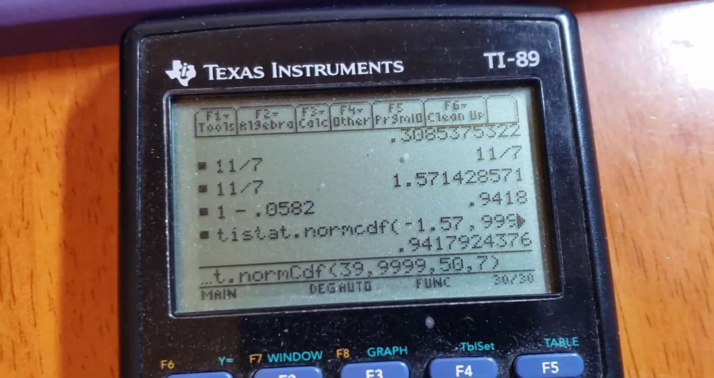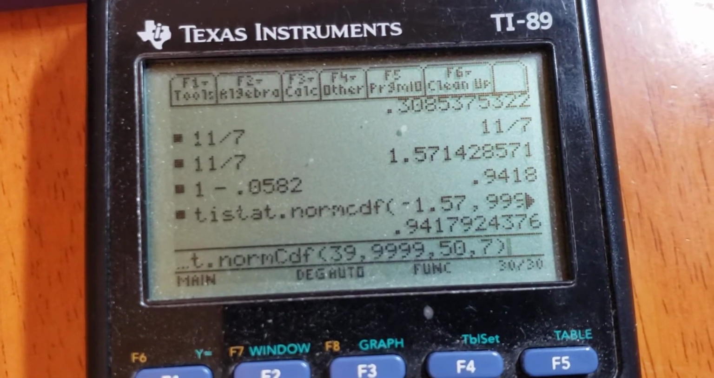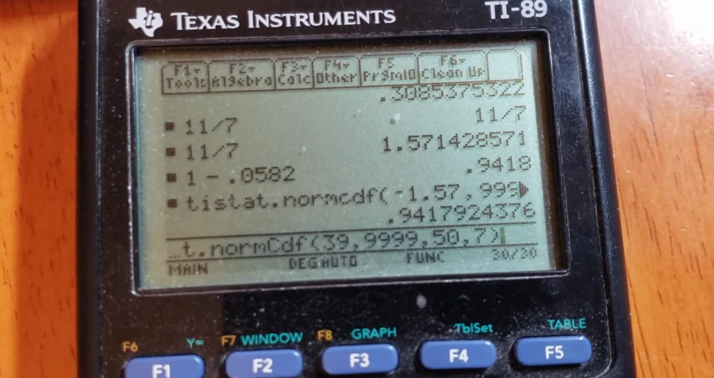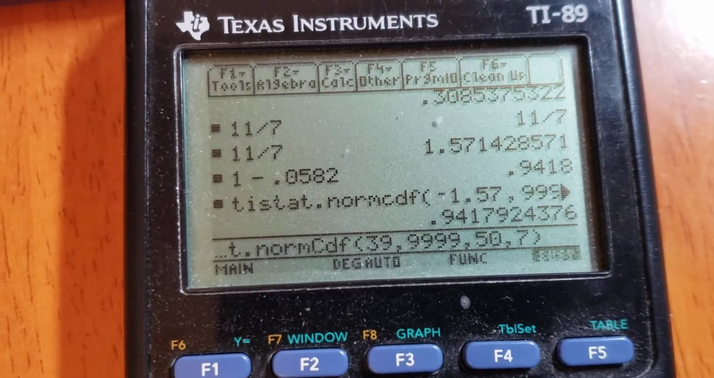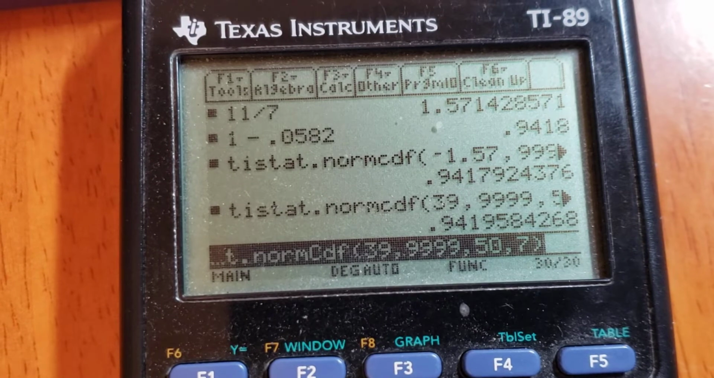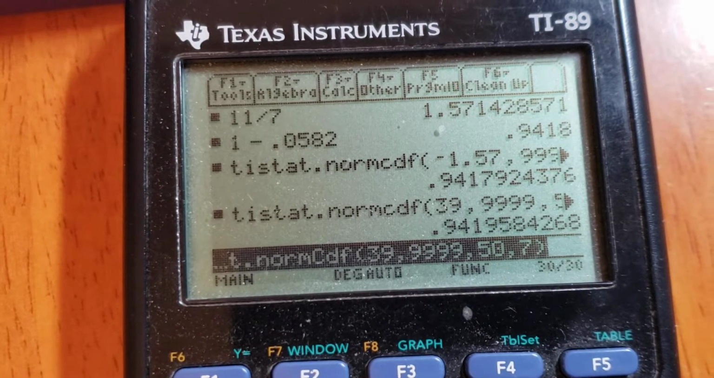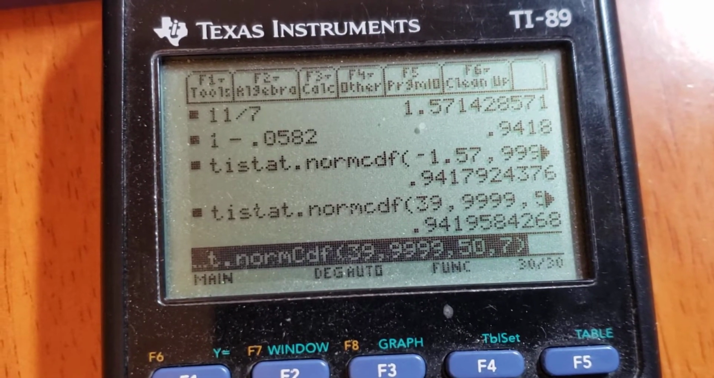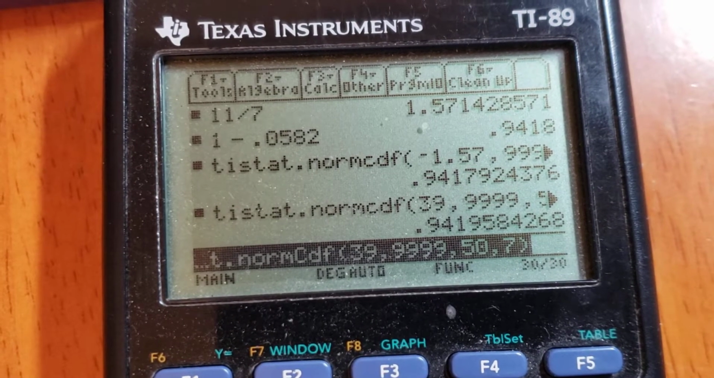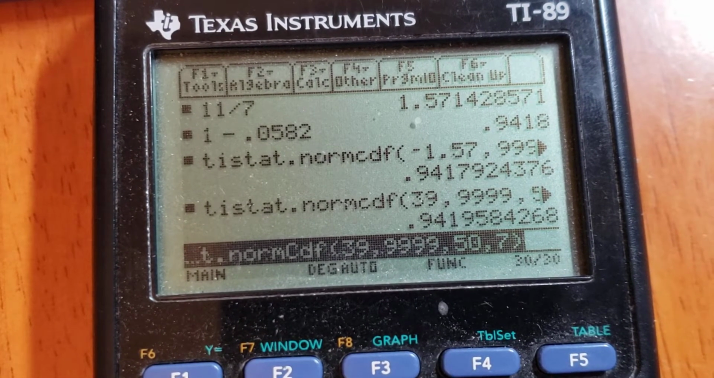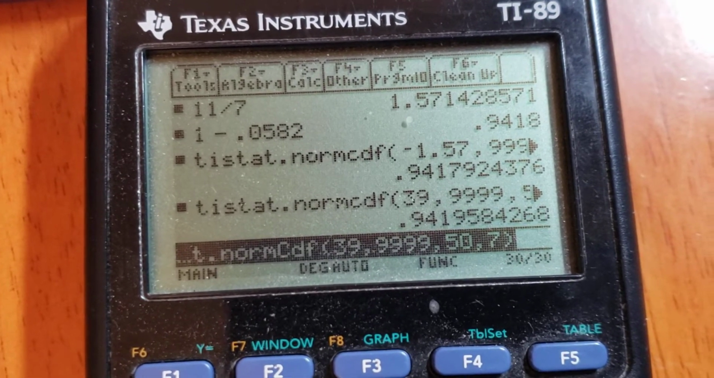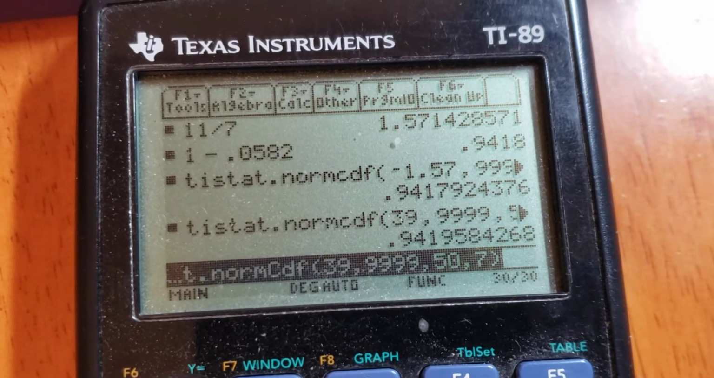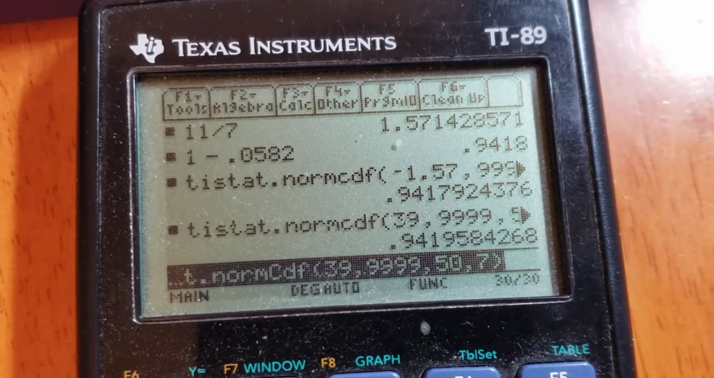Again, I'm going to pause this. Okay, I put 39 my low score, 999 for my high score, 50 for my mean, 7 for my standard deviation. Whoa, what did I do wrong here? Oh, that's just going to be a little rounding error right there. If I put that in, the computer should be able to catch those errors. I've got it so it can catch some of that stuff.